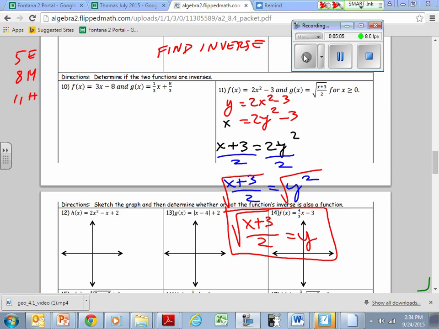I'm going to pause it right now because I'm going to take about 30 seconds of that. It's a yes/no question, so determine the two. Yes. All right, let's pause it.